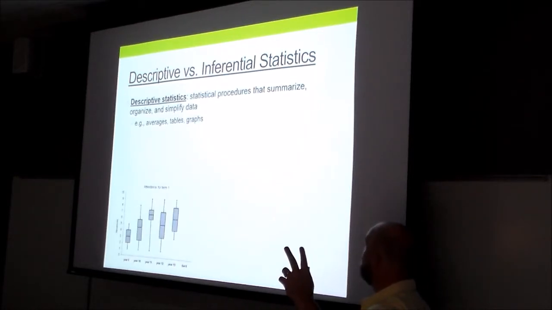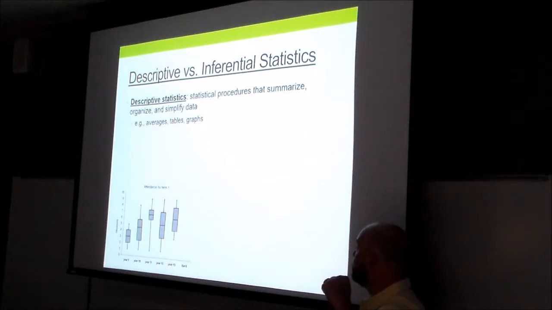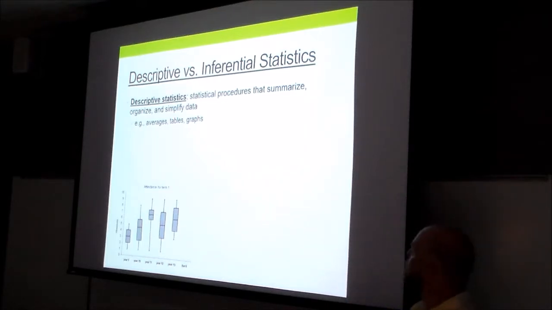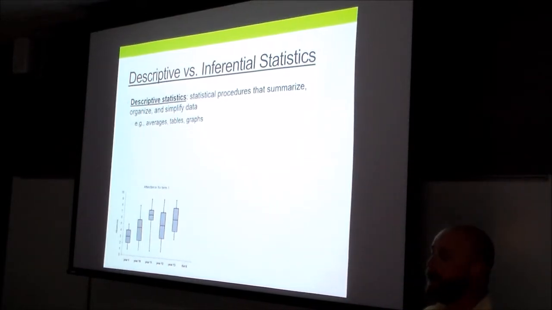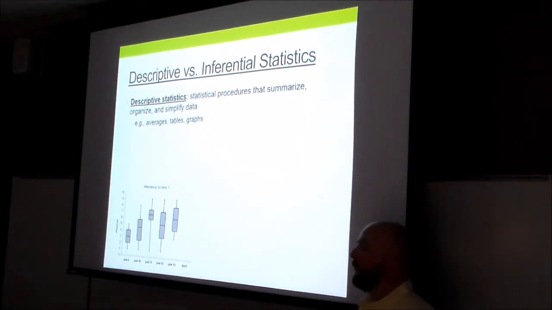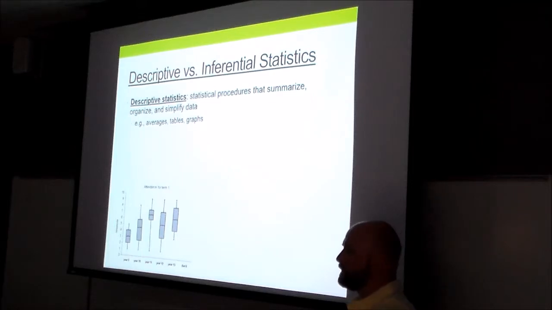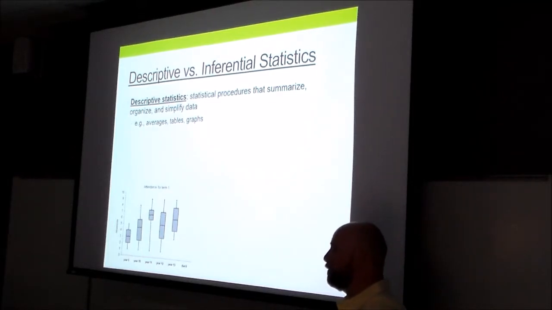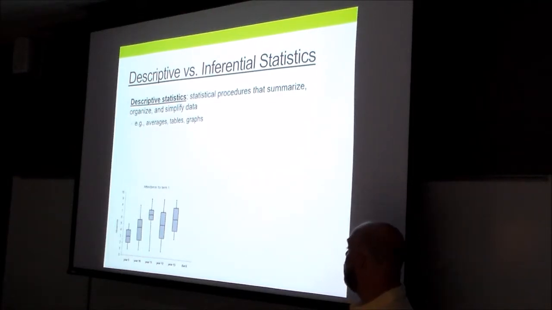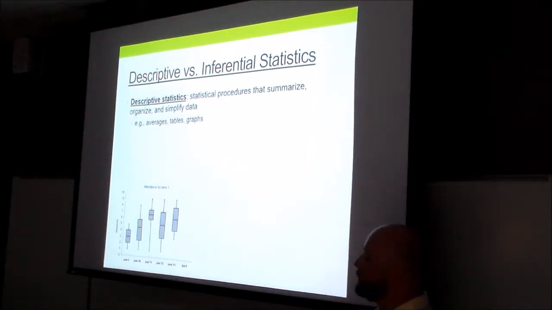Our descriptive statistics, these are our procedures that help summarize, organize, simplify our data, bring things down so that we can communicate. I want to say, Katie, this is what I've found in these data. Here's some descriptives, and give Katie a snapshot so she can understand kind of what the parameters of these data are doing. These are our averages, our tables, our graphs, things along those lines.